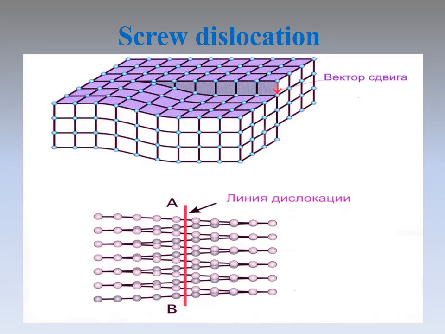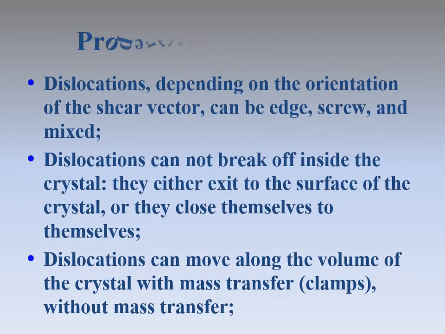Here you can see the creation of a screw dislocation, and here you can see the arrangement of atoms along the line of a screw dislocation.